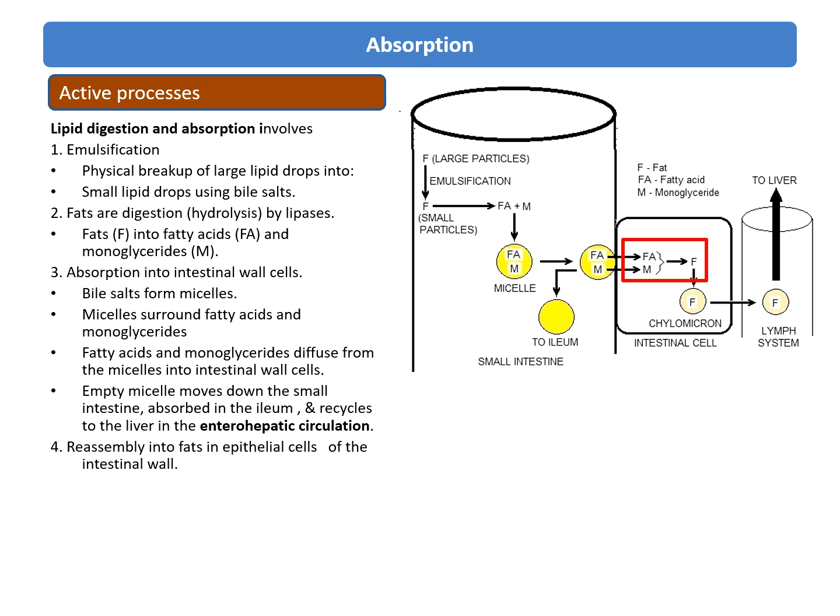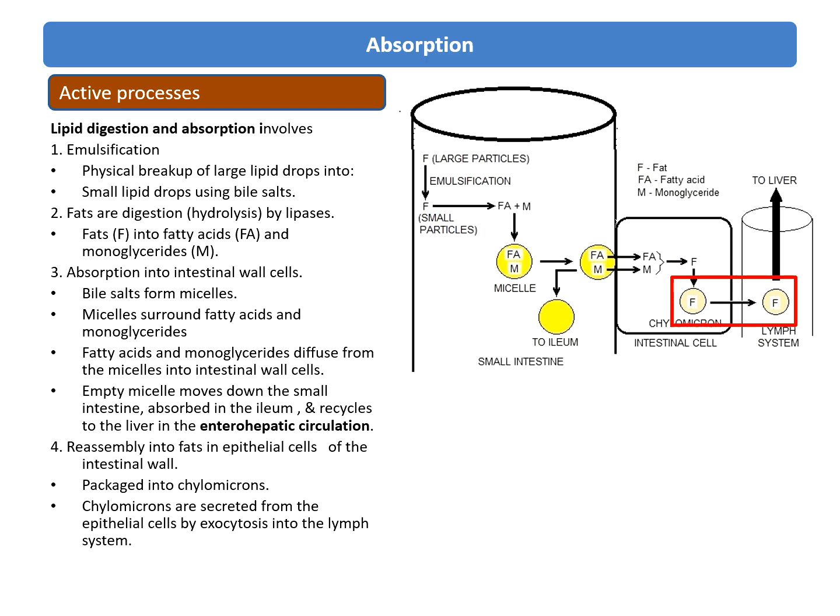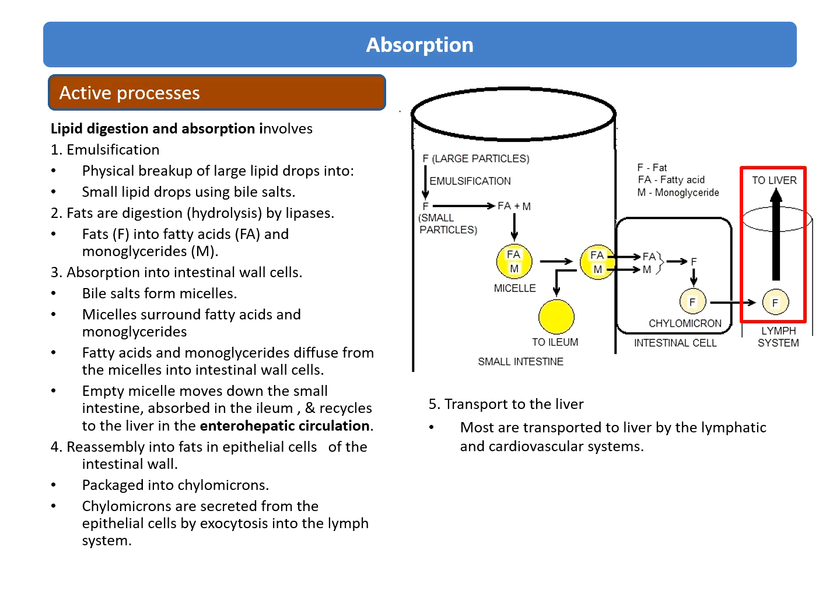However, this is not the end of the story. Once inside the intestinal cells, the fatty acids and the monoglycerides are reassembled into fat. The fats are packaged into these transport vesicles called chylomicrons, and the chylomicrons are released from the epithelial cells by exocytosis into the lymphatic system. They are then transported to the liver, mostly by the lymphatic and cardiovascular systems. Some are transported directly by the blood in the hepatic portal system of the liver.